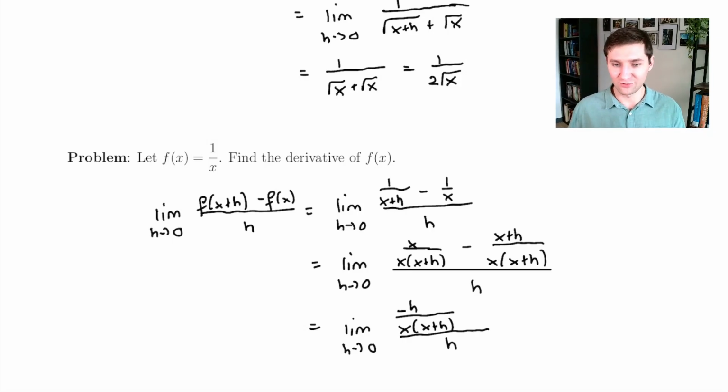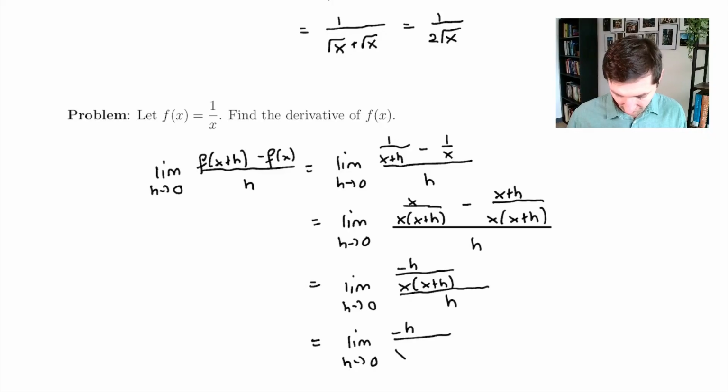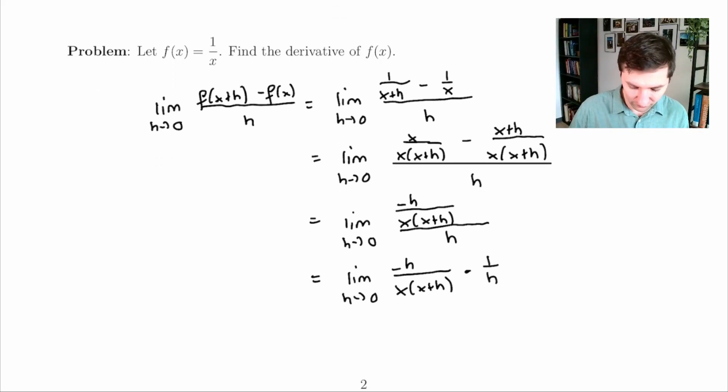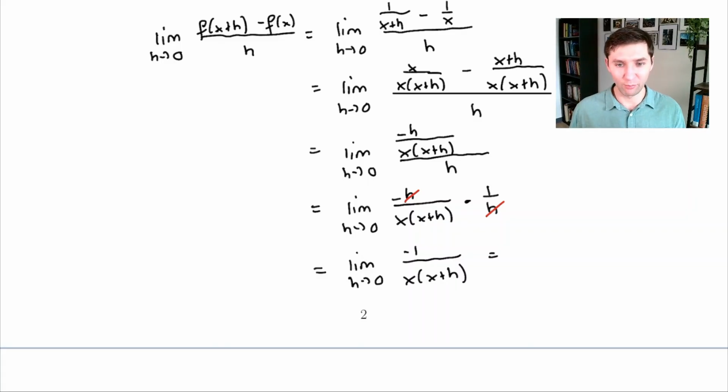Now, to deal with this triple fraction, I need to recall that dividing by h is the same thing as multiplying by 1 over h. And I get the limit, as h goes to 0, of negative h over x times x plus h, multiplied by 1 over h. Instead of dividing by h, I multiply by the reciprocal. This allows me to divide out h's, and I am left with the limit, as h goes to 0, of negative 1 over x times x plus h. I can now plug in h equal to 0, which will give me negative 1 over x squared.